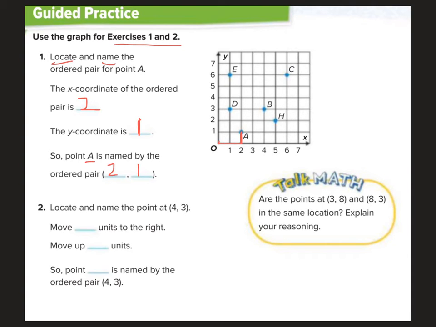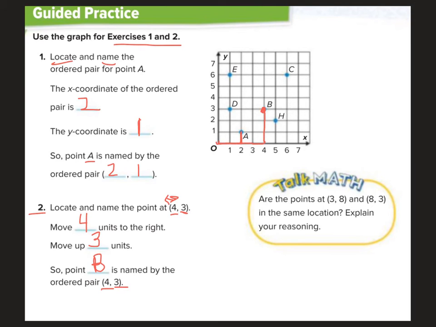Next, number 2. We need to locate and name the point at 4, 3. The 4 is left and right. If it's positive, we go right. If it's negative, we go left. And with the 3, if it's positive, we go up. Negative, we go down. So I'm going to move right 4, 2, 3, 4. And I have to move up 3, 1, 2, 3. What point did I end at? Move 4 units to the right, 3 units up. So point B is named by the ordered pair 4, 3.